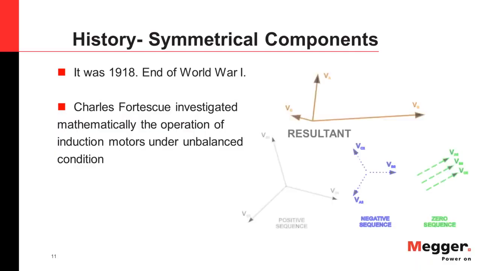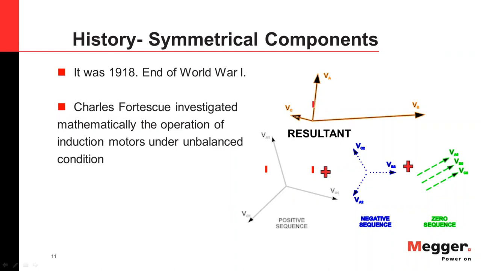So what he did was, let's say he was having an unbalanced system like this. According to his theory, this unbalanced system could be resolved into three symmetrical vectors, which he called positive sequence, negative sequence, and zero sequence. Let me explain this in a little more detail.